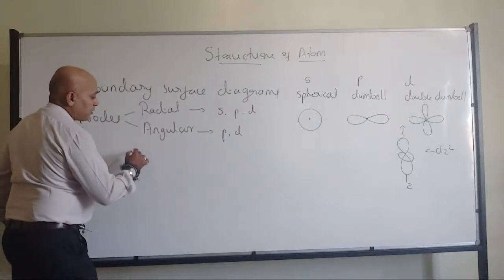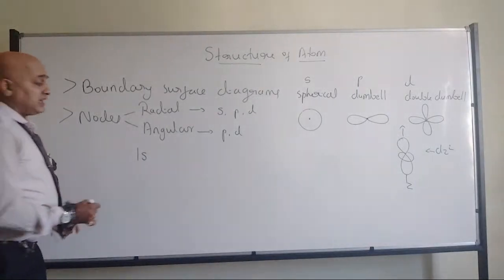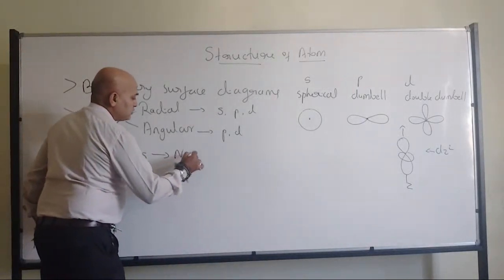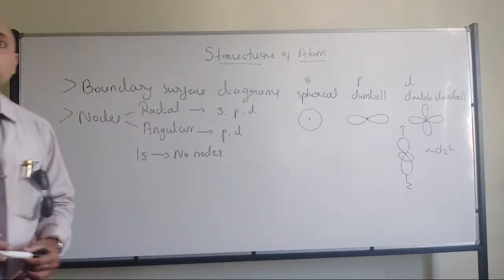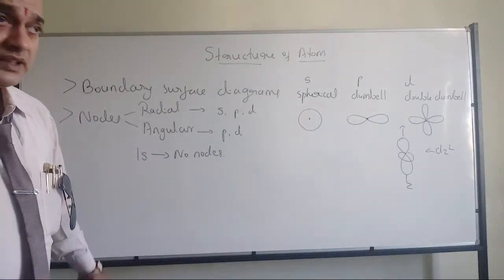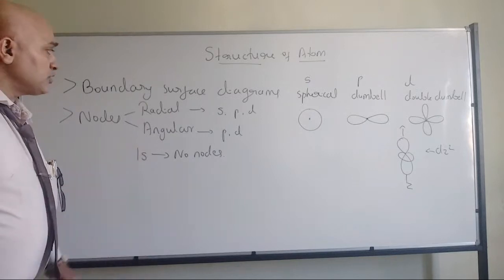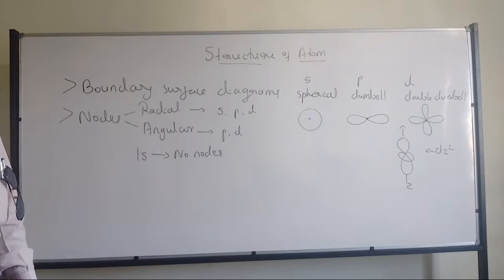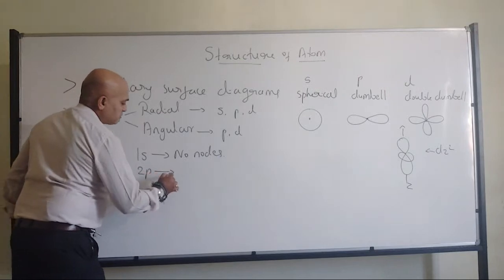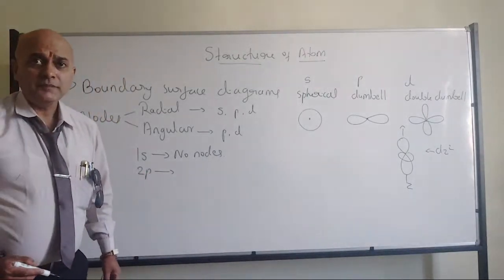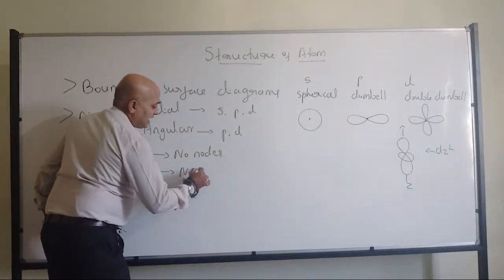Same way, when I am talking about 1s, there will not be any nodal region, so no nodes. Total number of nodes is n minus 1, so 1 minus 1 is 0, right? So no nodes with respect to 1s. Same way when it comes to 2p, anyway we don't have 1p at all. So when it comes to 2p, there will not be any radial nodes.